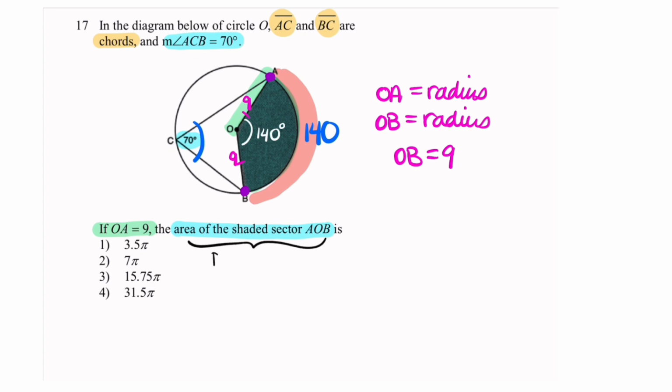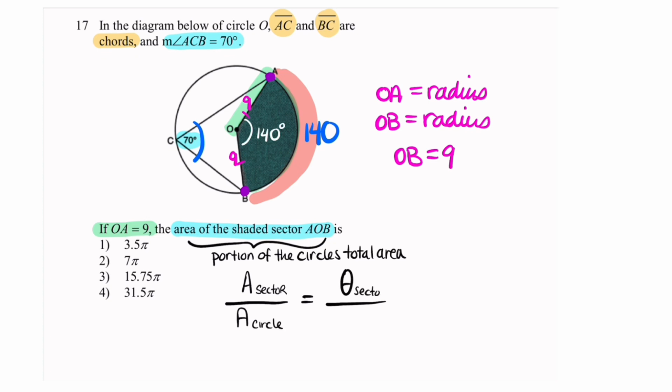So to find the area of a shaded sector, we have to compare it to the area of a full circle. So we need to set up a proportion for this. We need to compare the area of the sector to the area of the entire circle, and that'll be compared to the angle of the sector versus the angle that's formed in a full circle. I think you know what that is.